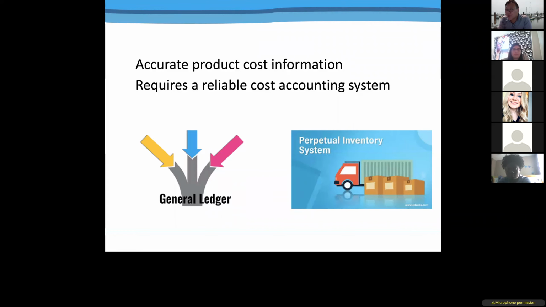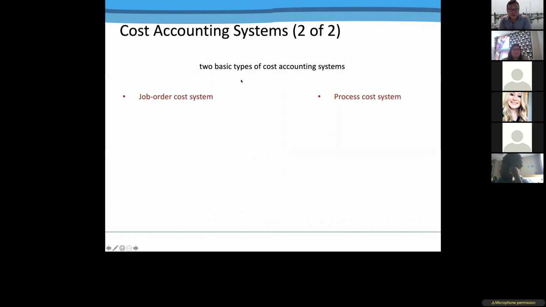How much materials is used? What is the amount of the labor hours? So you need to have a really good general ledger to capture all this information. And we are talking about the product cost, right? Product cost is captured in the inventory before these items are sold. So the perpetual inventory system is also relevant in order to make sure that we are collecting accurate information about the product cost.